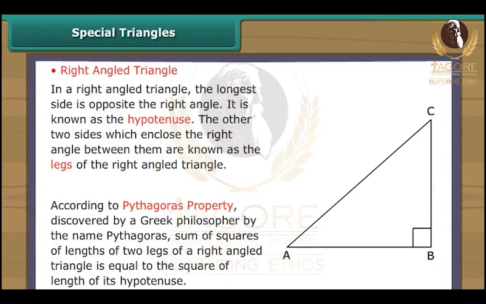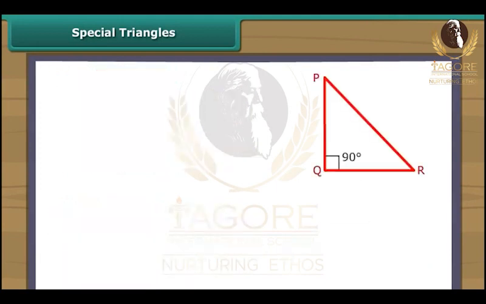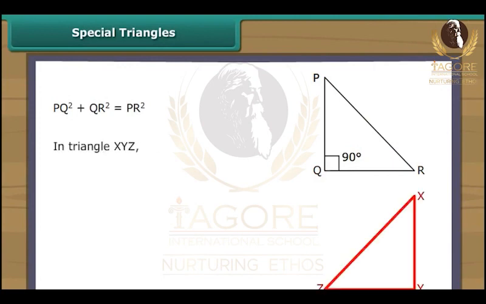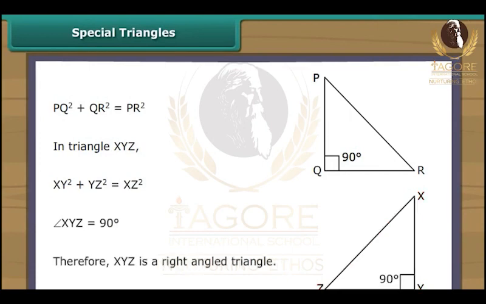According to Pythagoras' property, in right-angled triangle PQR, PQ square plus QR square is equal to PR square. In triangle XYZ, it is given that XY square plus YZ square is equal to XZ square. Let us measure angle XYZ of the triangle, which is opposite to the hypotenuse XZ. Angle XYZ is equal to 90 degrees. Therefore, XYZ is a right-angled triangle.